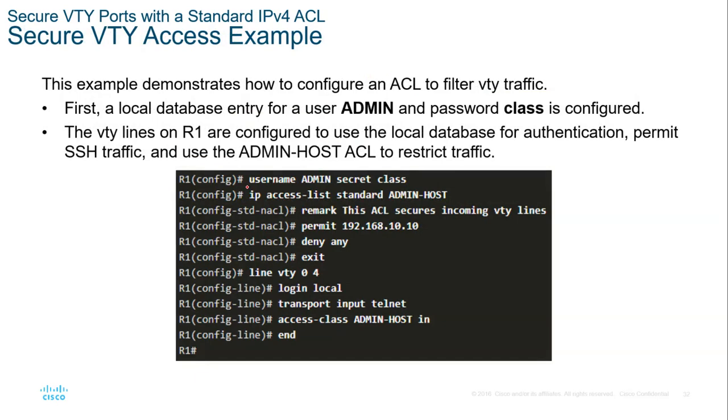So here we have now, these are the steps. You create the username, which is here admin, then the password, it's class. Then you create the access list, IP access list standard. This is not numbered, so the name is admin host. Now here this is optional, it's a comment: this access control list, ACL, secures incoming VTY line. And then the entry is this.